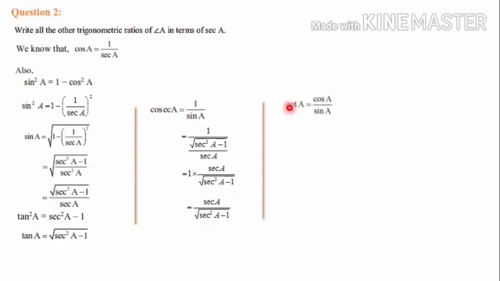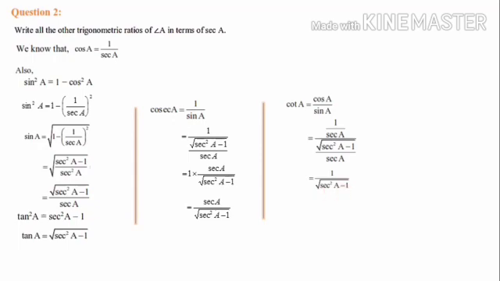Then the next one, cot A. We have learned the formula of cot A in terms of cos and sin. Cot A is equal to cos A divided by sin A. We have the values of cos A and sin A. Sin A is here and cos A is this one, 1 by sec. Let's substitute it. Cos A is 1 by sec, divided by sin A, which we have calculated as root of sec square A minus 1 divided by sec. Here sec and sec will be cancelled, and finally we will get the answer as 1 divided by root of sec square A minus 1.